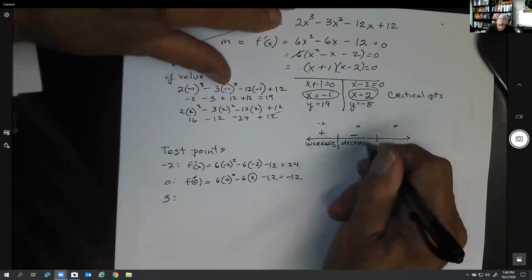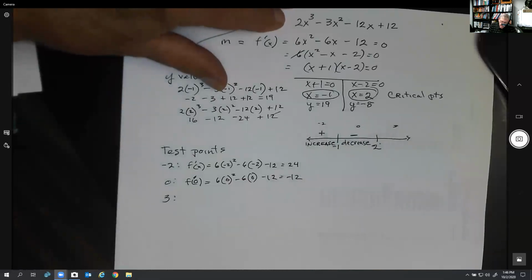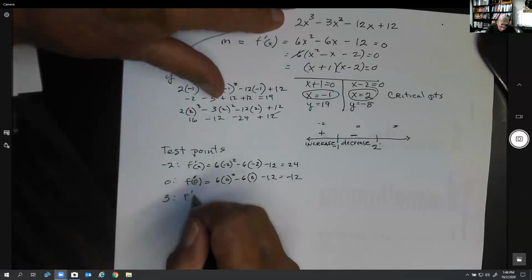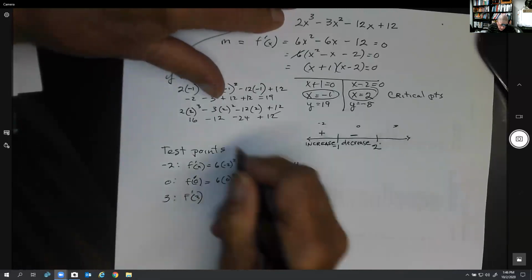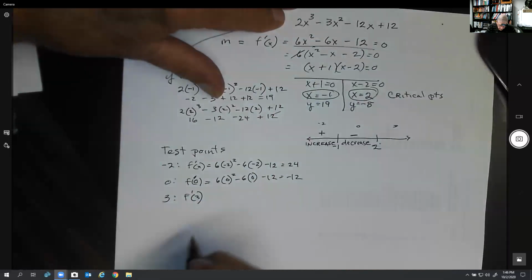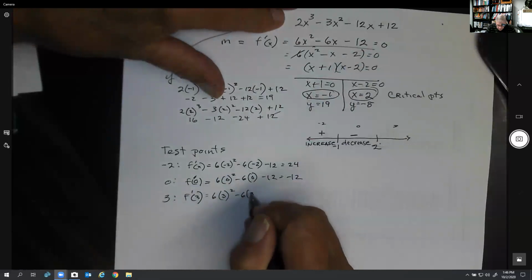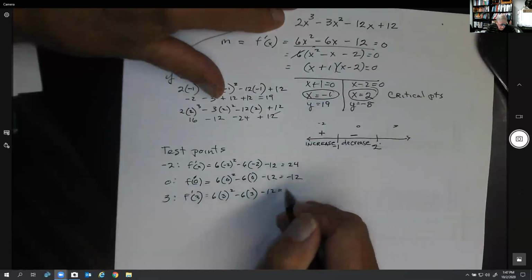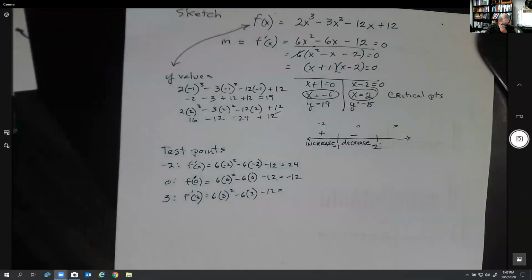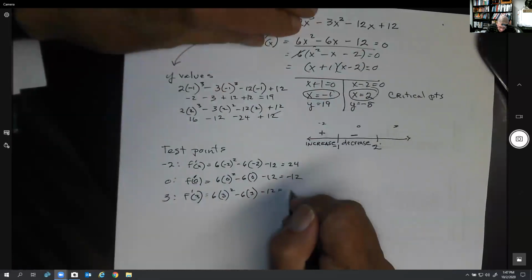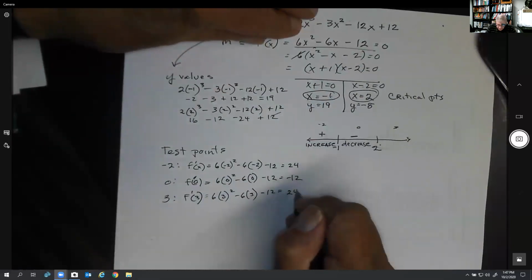Now remember, we're just making a sketch. And now I'm going to put in a 3 and see what happens into the first derivative, into this problem right here. I don't know if I worked this one out, 54 minus 18 minus 12. I think it comes out to 24, but I'm not positive, but it does come out positive.